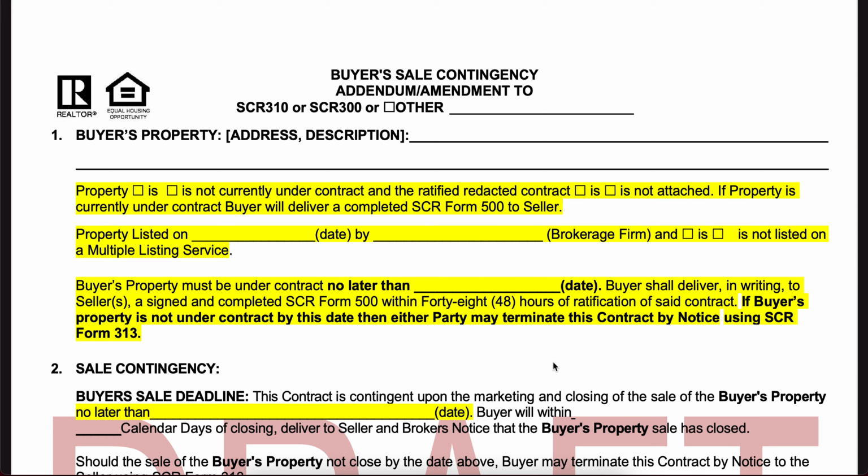So the buyer's property must be under contract no later than a certain date. And if it is, the buyer has to deliver in writing to the seller a copy of that Form 500 within 48 hours of ratification of that contract. If the buyer's property is not under contract by this date, then either party may terminate this contract by notice using SCR Form 313. This will have no effect on earnest money, as earnest money still needs to be disbursed only through mutual agreement of parties or a court order, but this will allow either party to terminate this contract by notice.